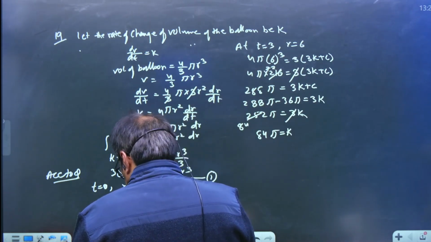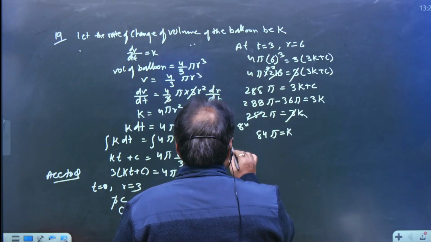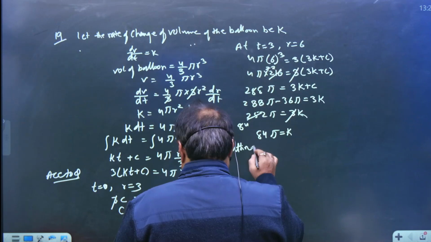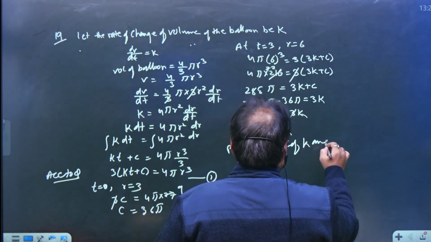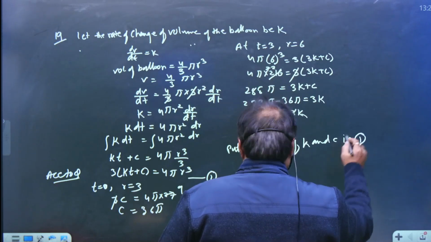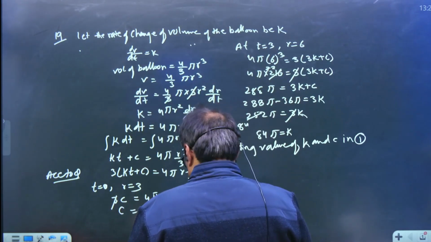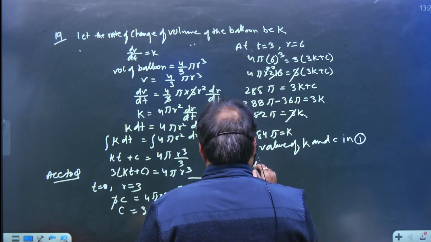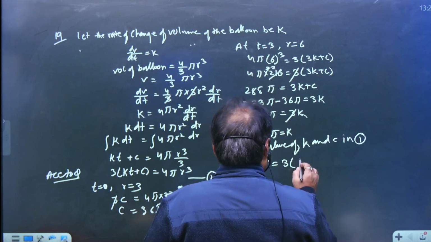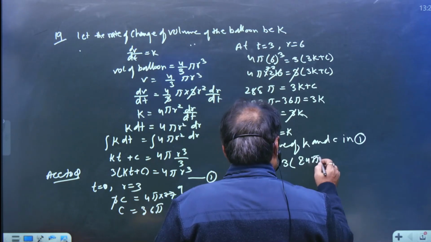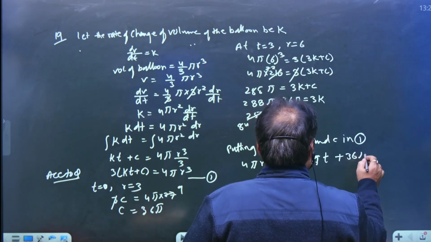We got this value. So putting this value of k and c in relation number 1. So the first relation is 4 pi r cube. So 4 pi r cube is equal to 3 into k, 84 pi t, plus 36 pi.